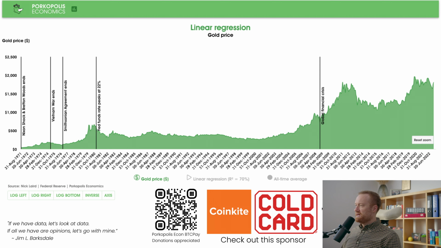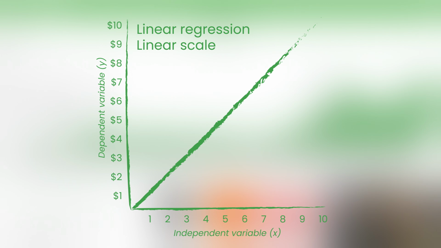But here I just want to look at something very simple, and that is a linear regression or a linear trend line over gold's price over the long term when it's been freely floating in the marketplace, which has been for the last 50 years. Okay, so before we get into the real example, let's look at a little pre-example here. And we have this little diagram. It says linear regression on a linear scale.